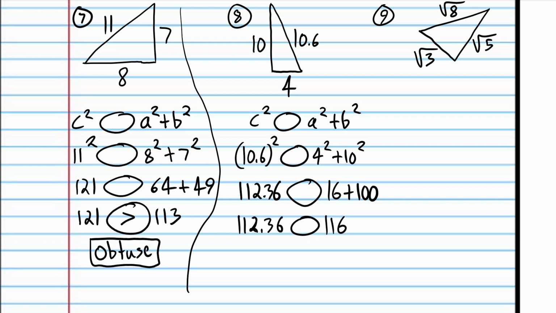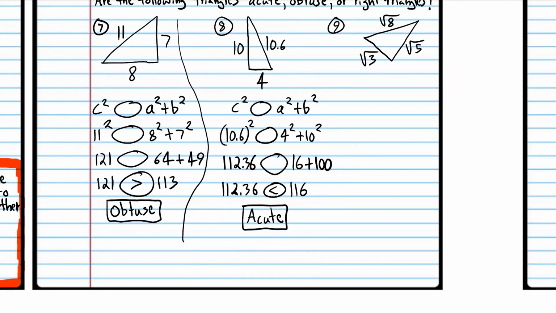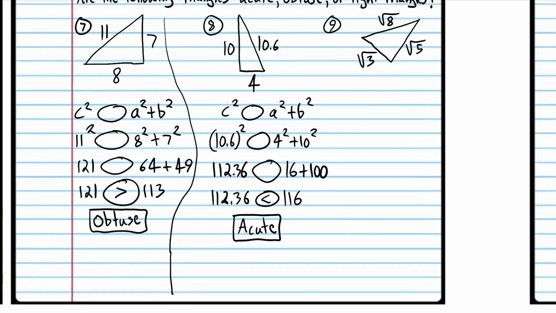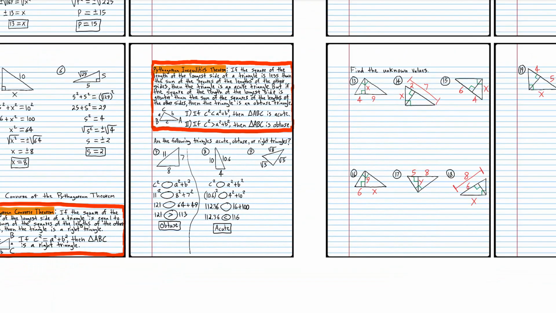So in this case, we can see that c squared is less than the sum of the squares of the other sides. So what does that prove? It proves that the triangle is an acute triangle, meaning all the angles in the triangle are less than 90 degrees. Whereas here we have one angle that is greater than 90 degrees. Okay, so let's try one more of these.